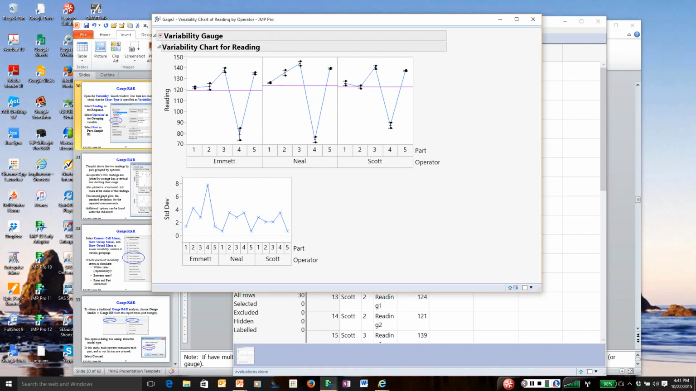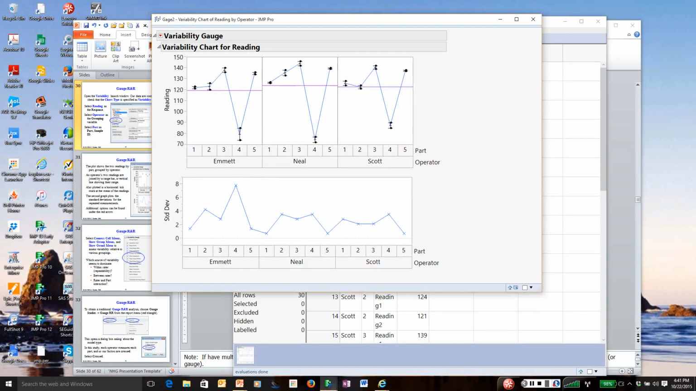By the way, down the bottom you see the standard deviation chart. This is the standard deviation from each set of two measurements made by each operator on each part. Remember, there are two repeated measurements on each part by each operator, and all operators measured all the same parts. We call this fully crossed. All operators measured all the same parts.